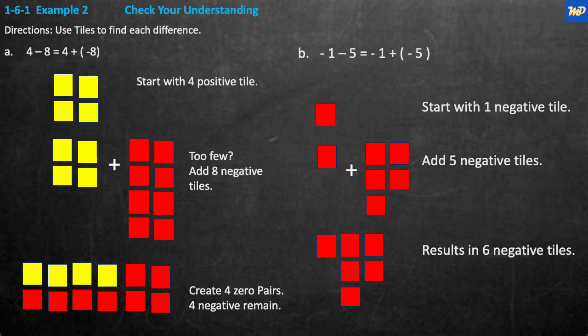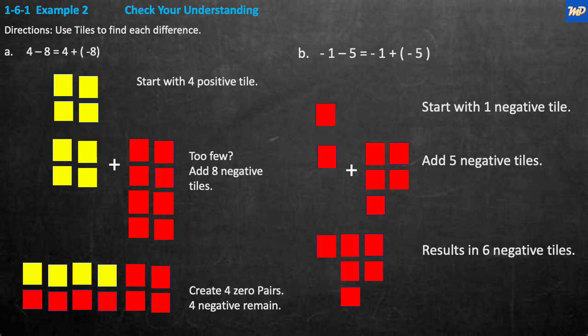Okay, for example 2, a little check your understanding. We have 2 problems here. A says 4 positive tiles, 4 yellow tiles, minus 8 is, well, it's equal to what? It is plus 4, or 4 positive tiles, plus negative 8 tiles. So we're going to start with 4 positive tiles, and we're going to add 8 negative tiles.